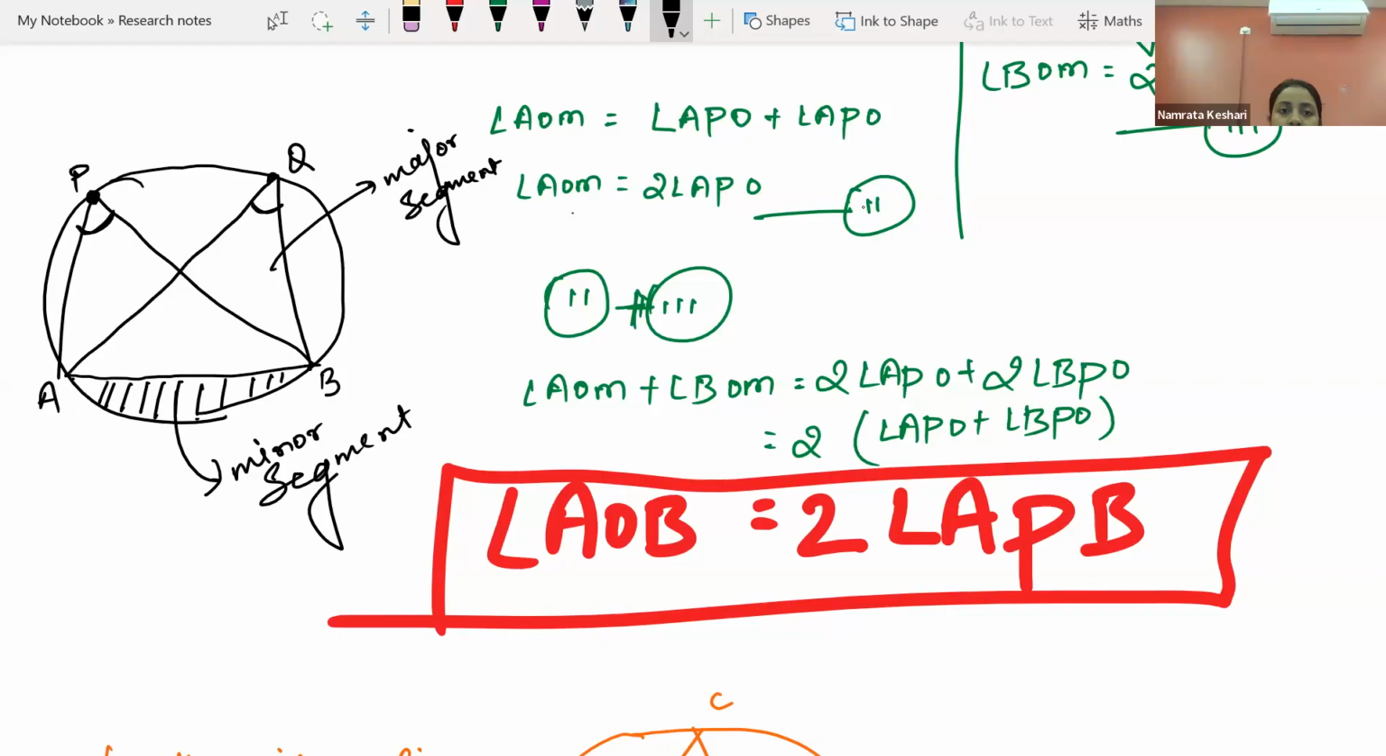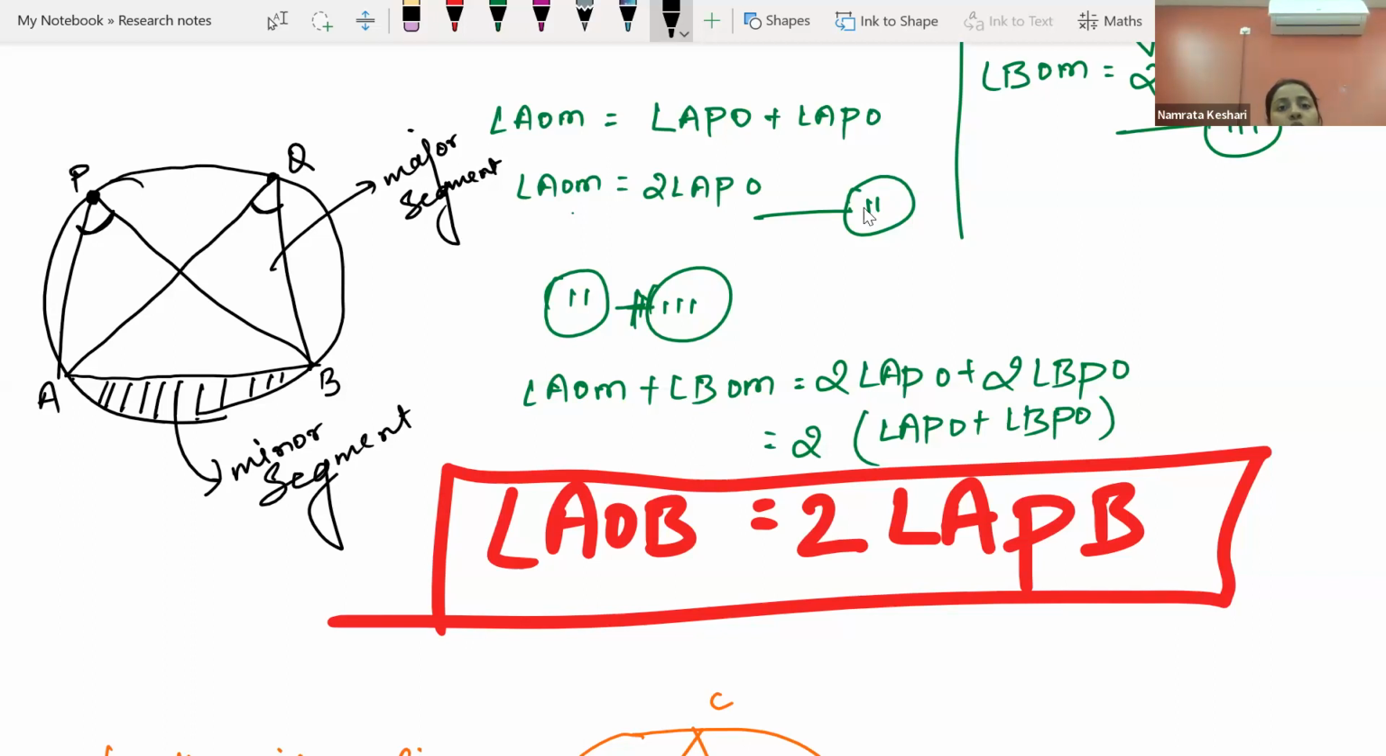Yes or no? Yes, ma'am. Angle P and angle Q, these two we are having in the same segment. Both are in the major segment, created by the same arc or the same chord. If there is such a scenario, then we say these two angles are equal with each other.